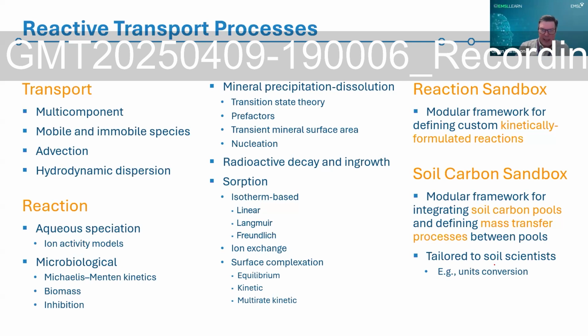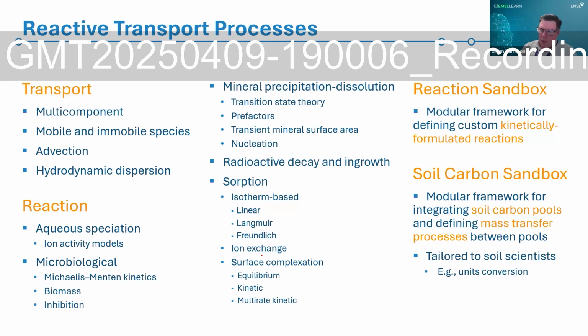We support radioactive decay and ingrowth. For adsorption, there is a large suite of adsorption models that we support. Historically, we performed quite a bit of research 15 years ago using surface complexation at the Hanford 300 Area. That's just north of our site here in Richland, Washington. We model equilibrium, kinetic, and multi-rate surface complexation. But we also have isotherms for the engineers out there that want to try the isotherms that they learned in grad school.